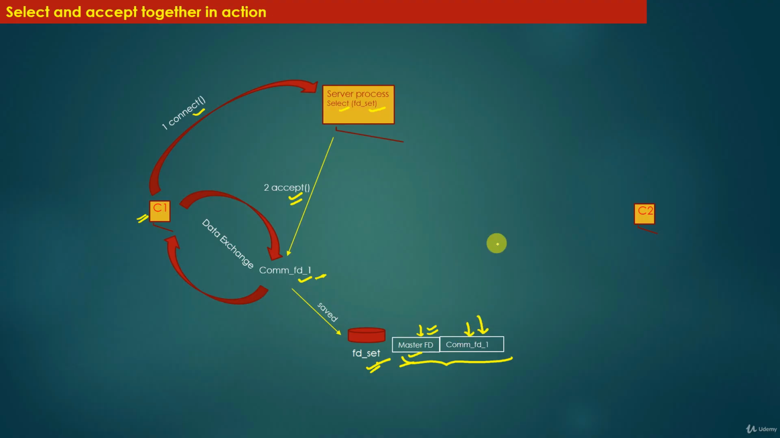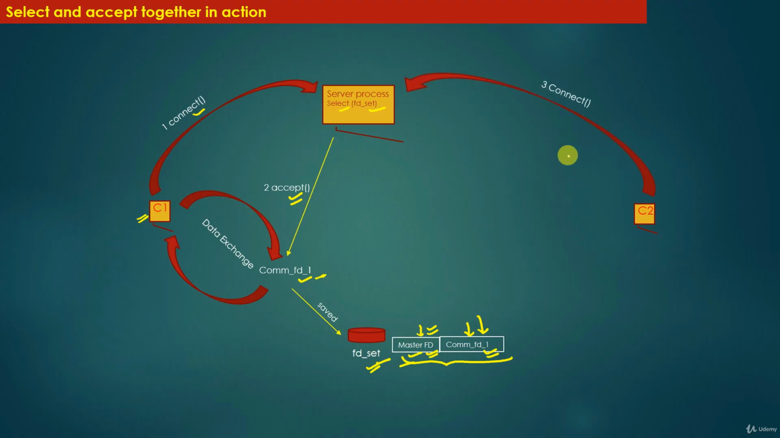So you can see, because the select system call is now monitoring two file descriptors, which file descriptor will be activated depends on whether client C1 sends a data request to our server or a new client sends a new connection initiation request to our server. In the first case, it is the communication file descriptor which will be activated, and in the second case, it will be the master socket file descriptor which will be activated.